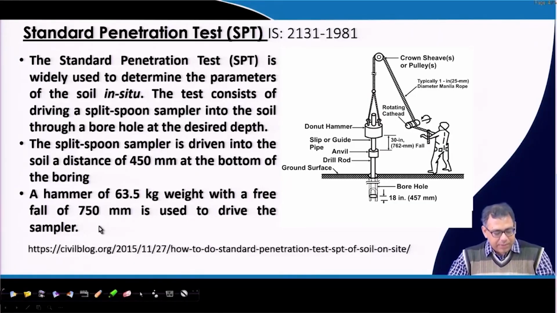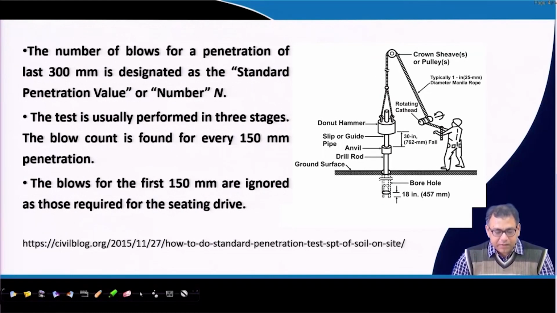Here we apply a hammer of 63.5 kg weight with a free fall of 750 millimeter. So, this hammer weight is 63.5 kg with a free fall of 750 millimeter. And then, as I mentioned, we are measuring the number of blows required for each 150 millimeter penetration.